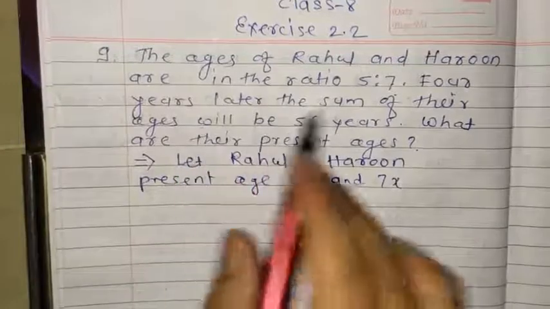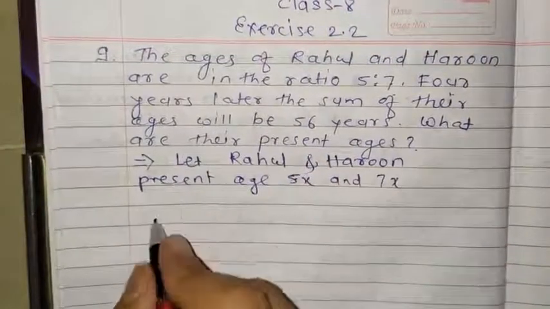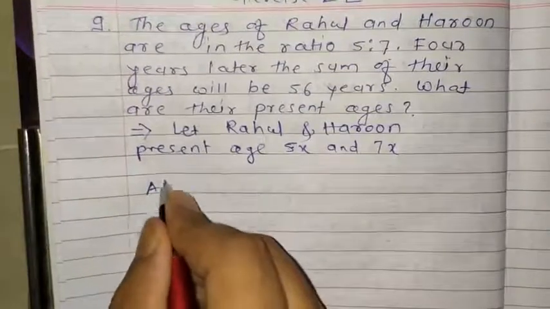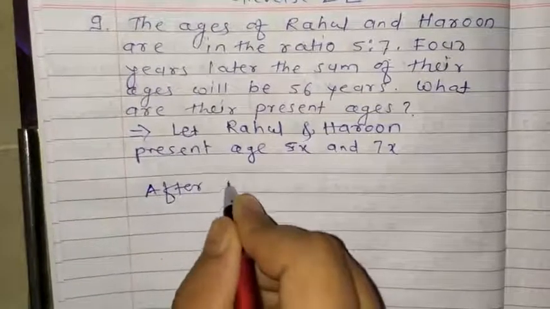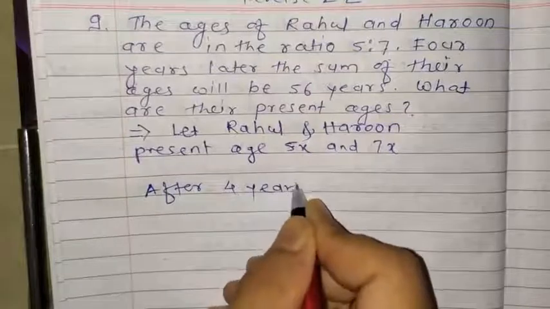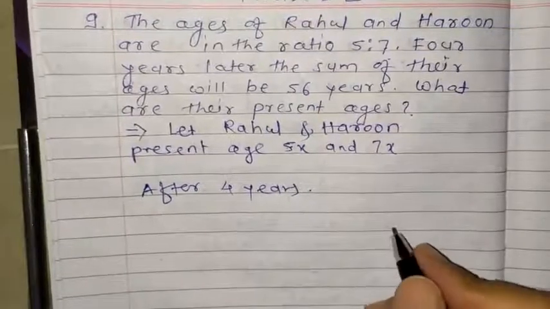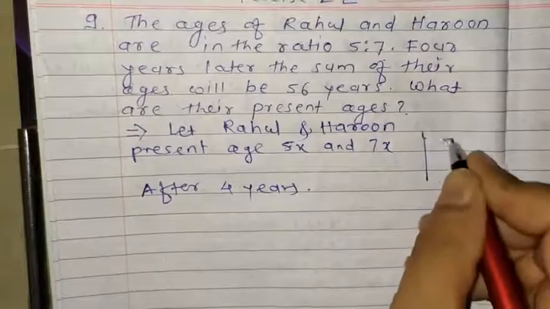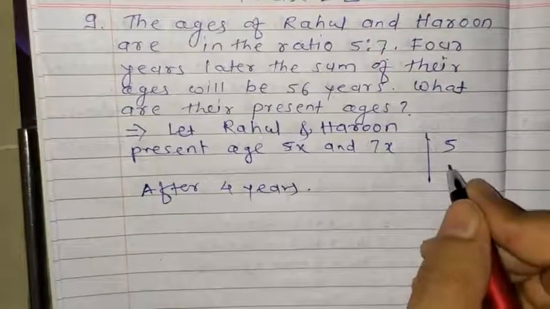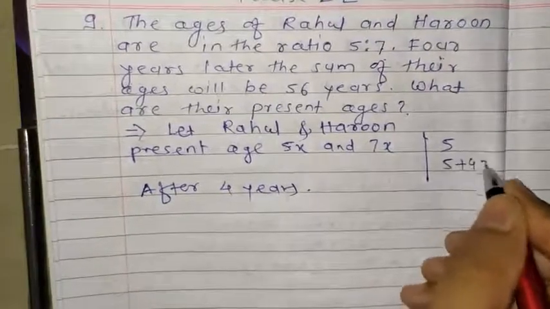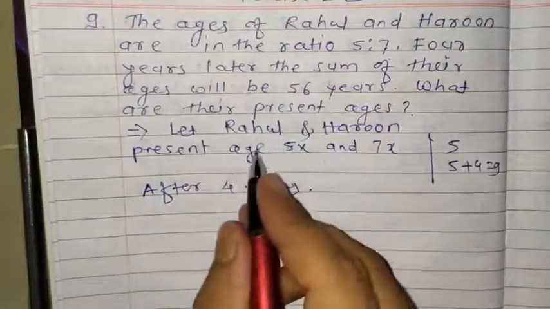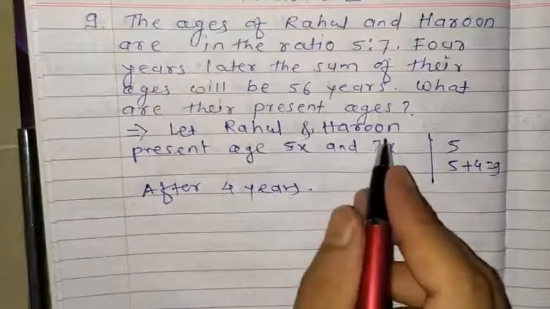So the next information is after 4 years. After 4 years means what? You have to add 4. Suppose I tell you your age is 5. After 4 years means 5 plus 4, 9. Got that? So the same concept will apply. We assume Rahul's age is 5x and Harun's is 7x.